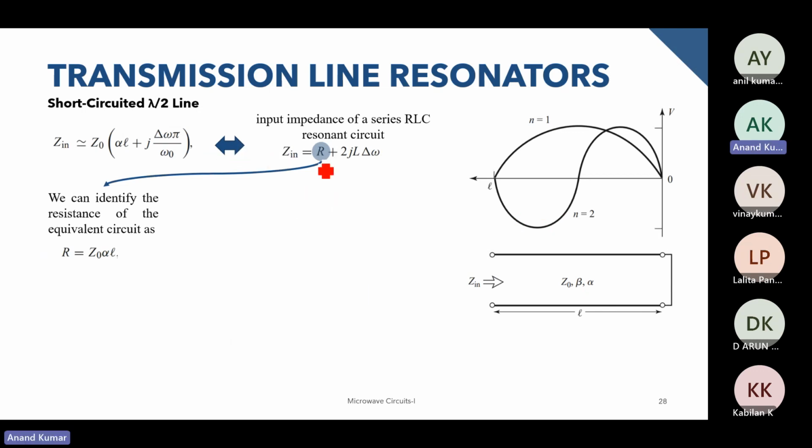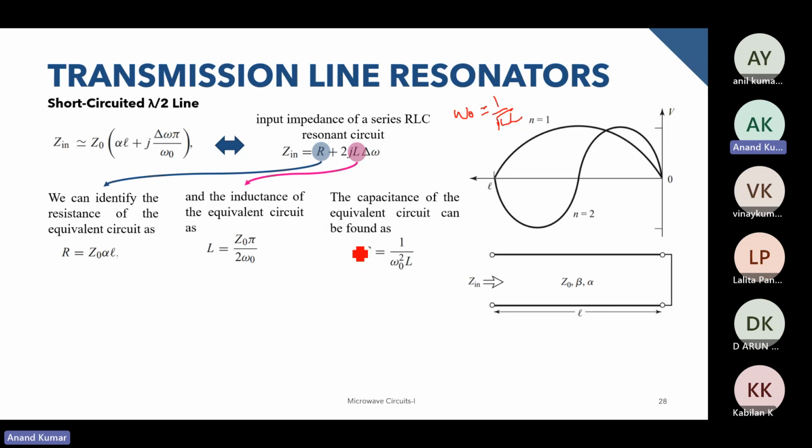We can compare these two to find the resistance for a short circuit lambda by 2 line, which is found to be Z naught alpha L, and we can find the inductance from over here, which is equivalent to Z naught pi by 2 omega naught. We had the expression omega naught equals 1 by root over LC, right? We can use this to find the capacitance as well. So we now have R, L, and C for this particular short circuit lambda by 2 line.